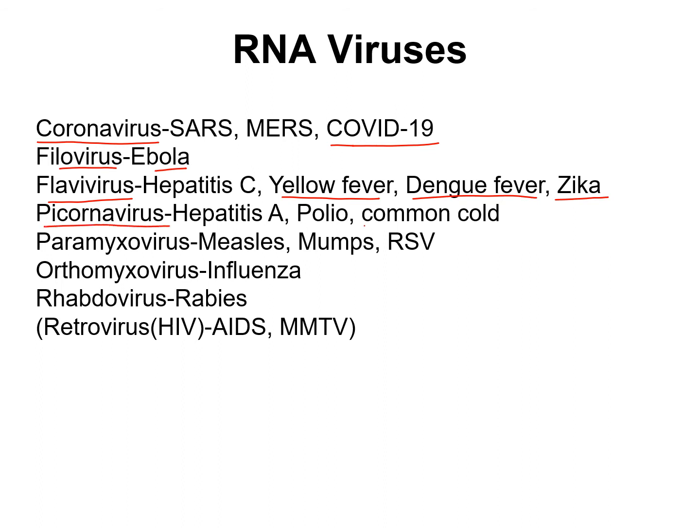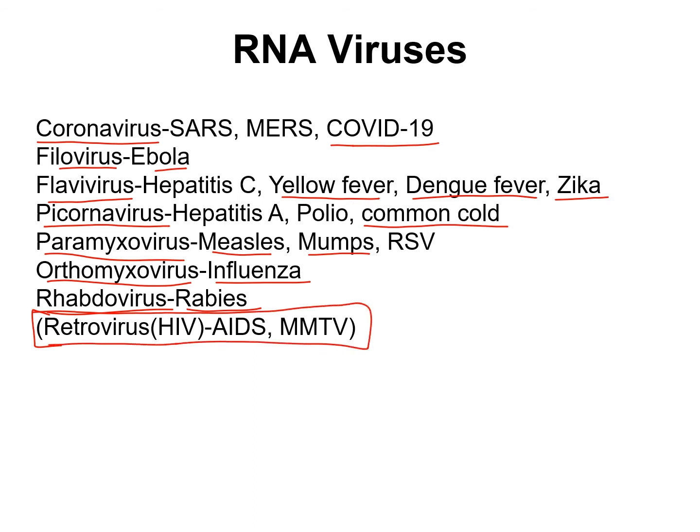Coronaviruses are known mainly for the common cold. Paramyxoviruses, measles, mumps. Orthomyxoviruses, influenza. Rhabdoviruses, rabies. And the last group, the retroviruses, they are technically an RNA virus. Their genome is composed of RNA, but they are a special group. So I will talk about them separately after I go through the RNA viruses.